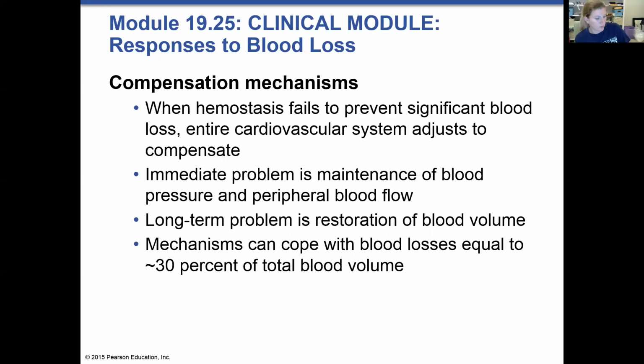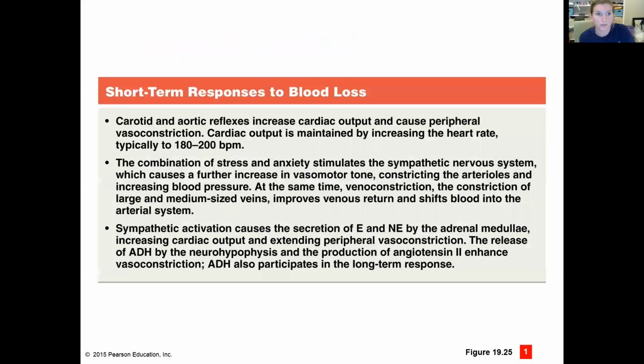So the long-term problem is then restoring the blood volume, getting it back up. And we can lose up to 30% of our blood volume without impacting our organs in a major way. So that's a pretty good statistic there.